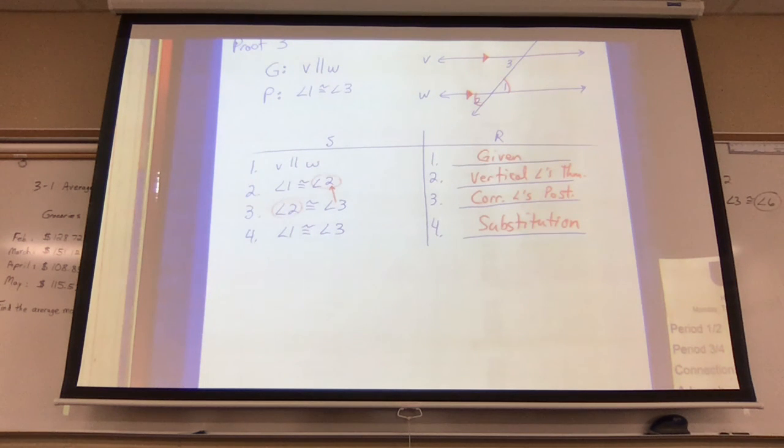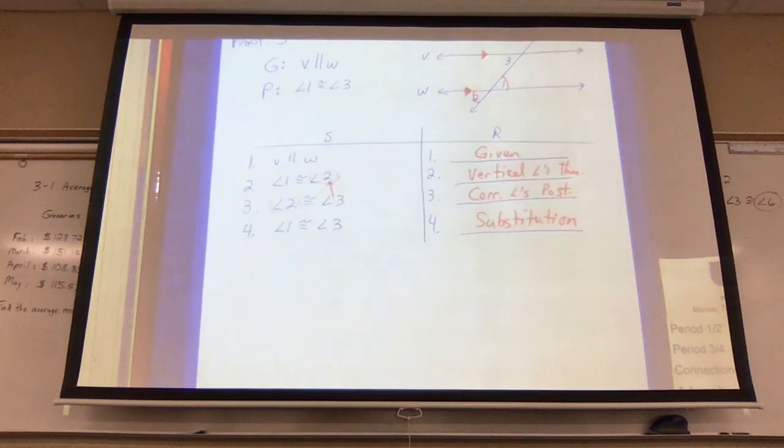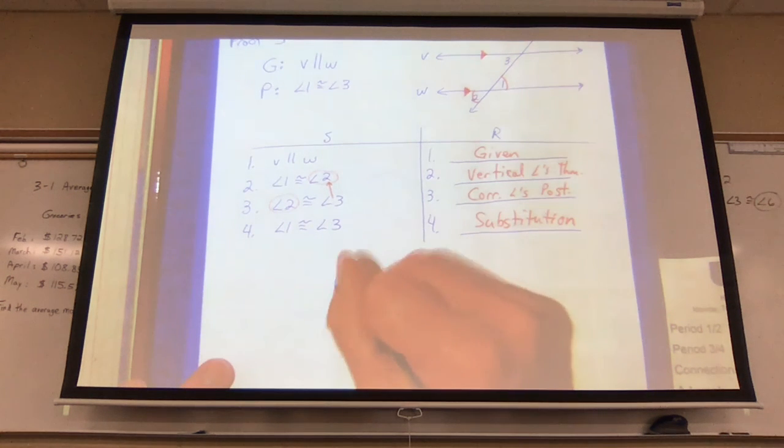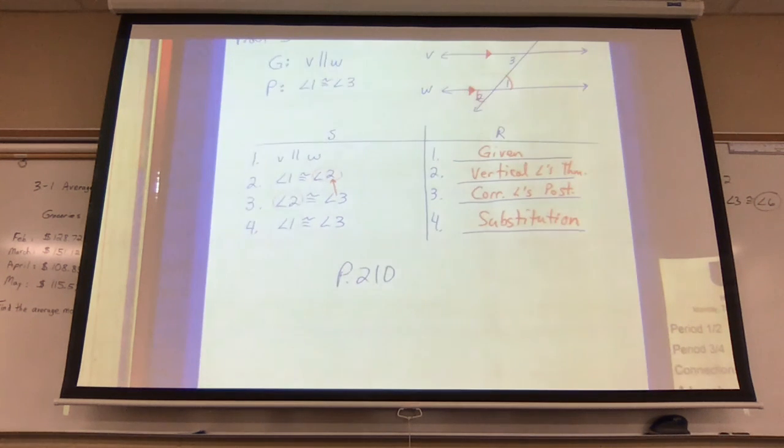All right, any questions with that last one? Okay, like I said, this is how it's going to look when you get to your test. Okay, that will cover your notes for section 5. The homework is on page 210. And on the front of your packet, it tells you what numbers those are.